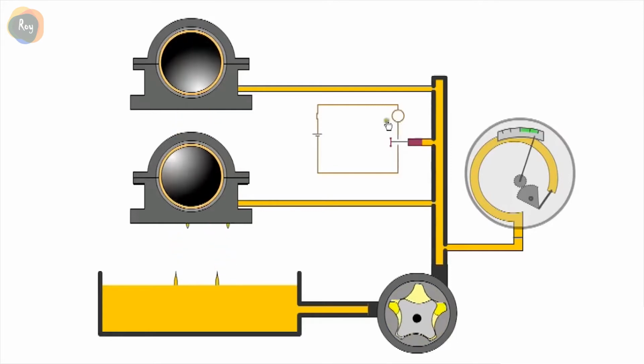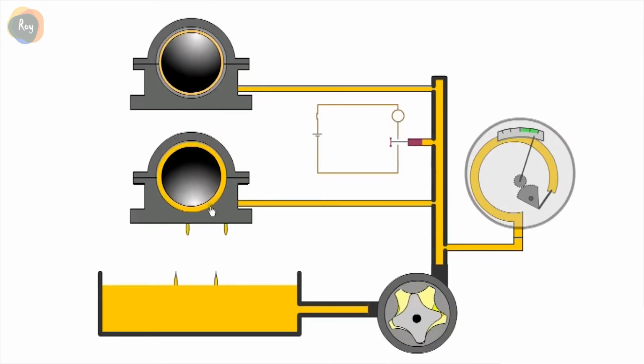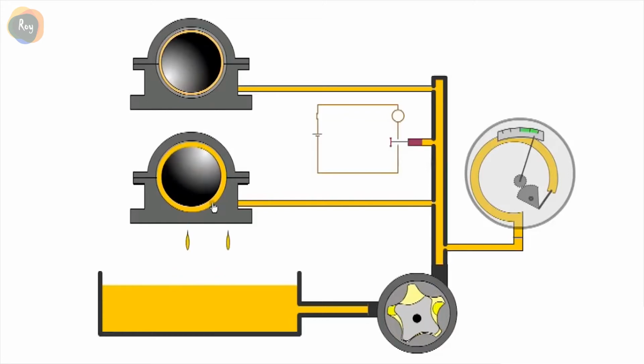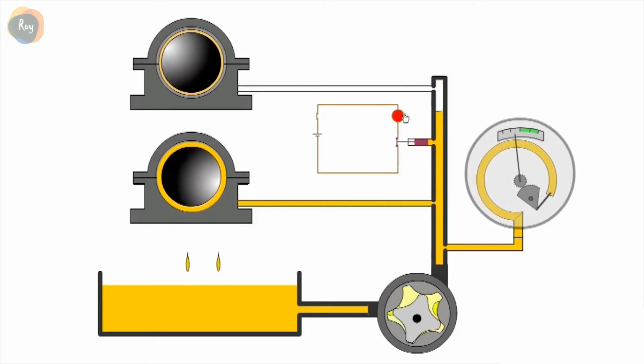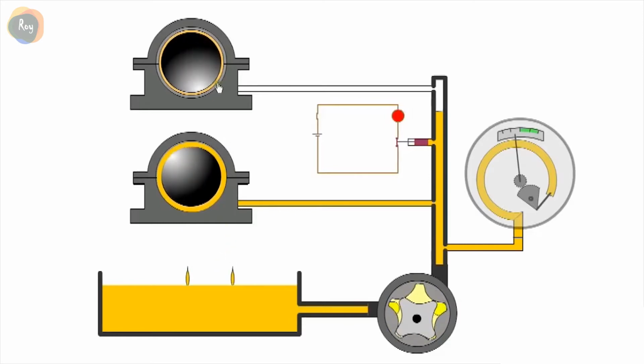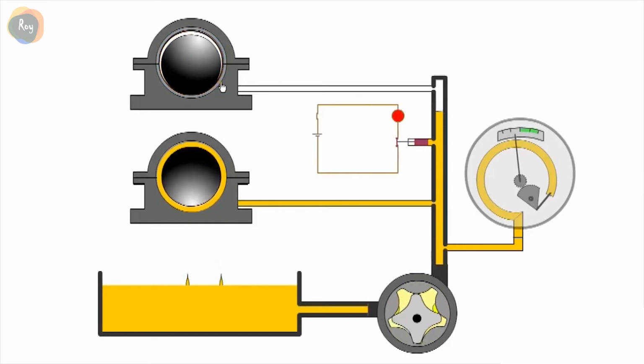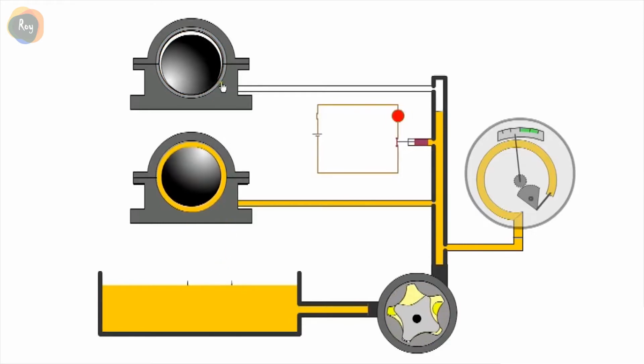If there is wear in a bearing, the clearance will increase and there will be less restriction to the flow of oil. This will result in a drop in oil pressure. Without the correct pressure, the oil will not reach the more remote bearings and they will be starved of oil.